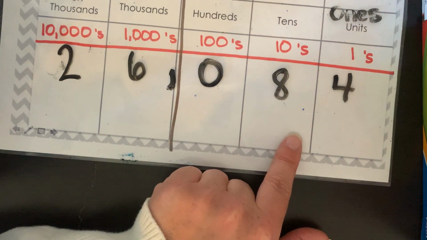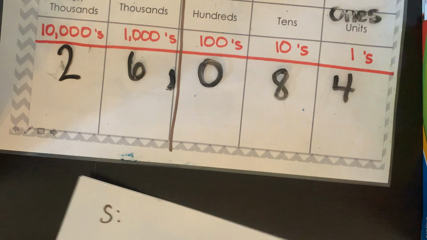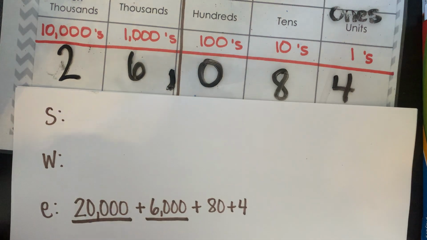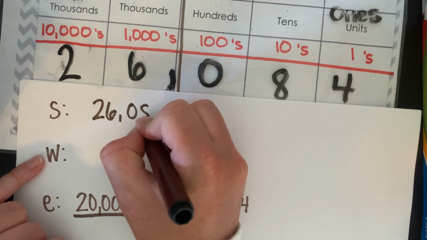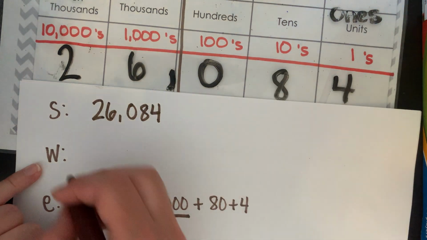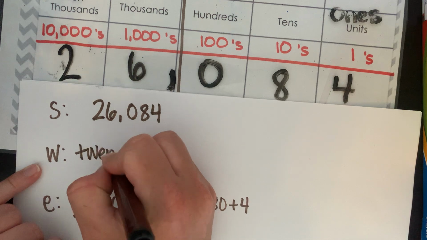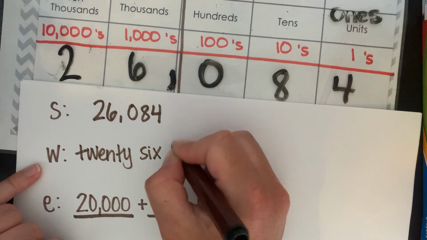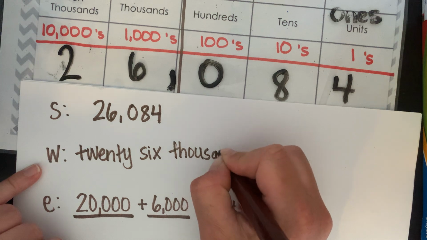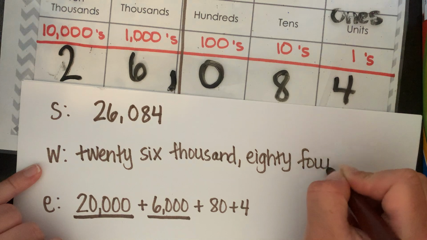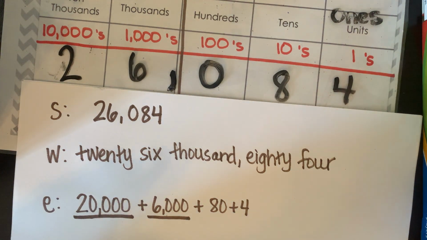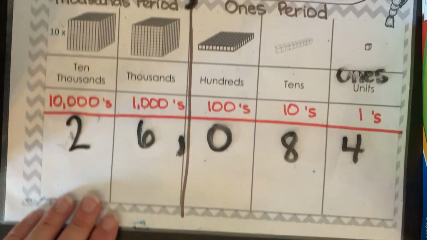So my number is going to be 26,000. And what number do you see here? 84. So it's 26,084. So I'll write that in standard form. And now when I want to turn that into word form, I'm going to write what I'm reading. 26, and that's in the thousands period. I don't have any hundreds, but I do have 84. Okay?